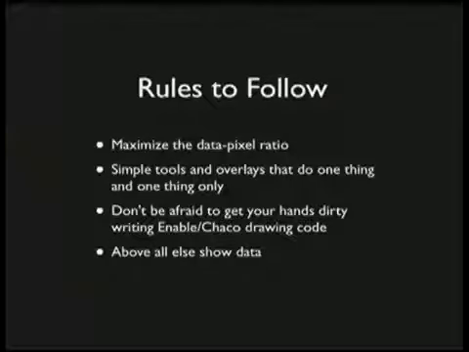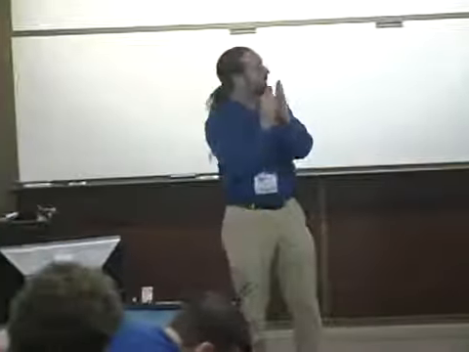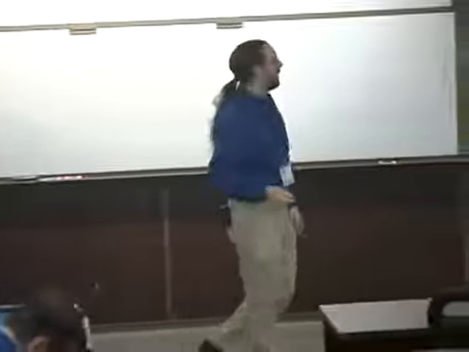Just to summarize, the sorts of things which you want to do: you want to maximize your data pixel ratio, use simple tools and overlays and try and make them do one thing and one thing only. And for any complex interactions, put those into just a pure model object which doesn't know anything about the UI, which handles things like, I haven't emphasized it, but those highs and lows, you don't want the low to be bigger than the high. So there are some interactions there, but again, it's all better handled by the model.